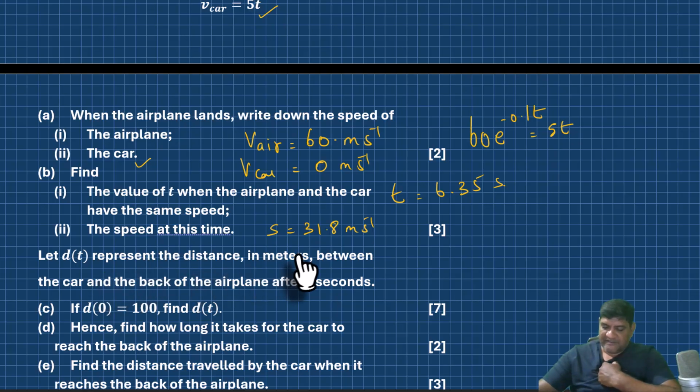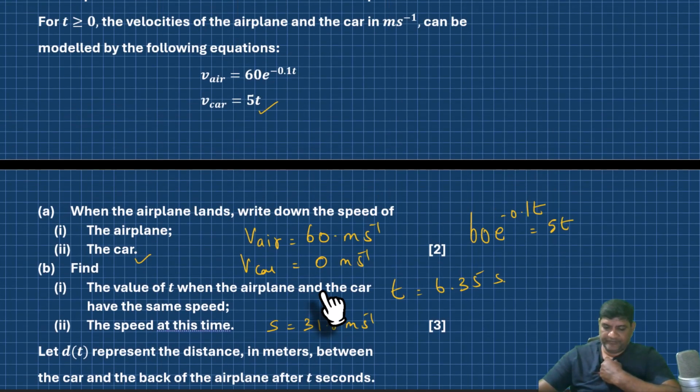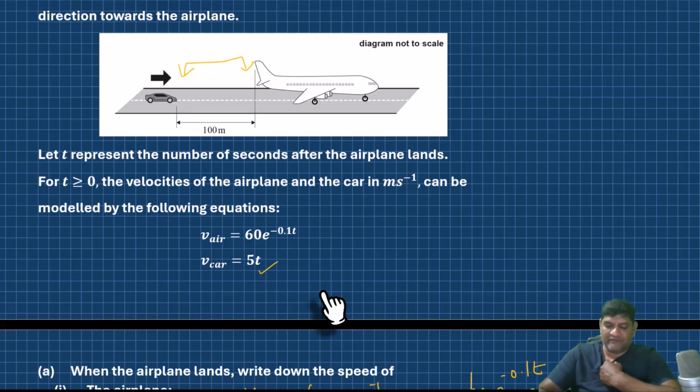Let d(t) represent the distance in meters between the car and the back of the airplane. So the distance between the car and the back of the airplane is 100 meters initially. However, as the airplane starts moving forward, the car also starts moving in this direction. So the distance between them could be reducing or increasing, but it's not going to stay 100 meters because they both are traveling at different speeds.